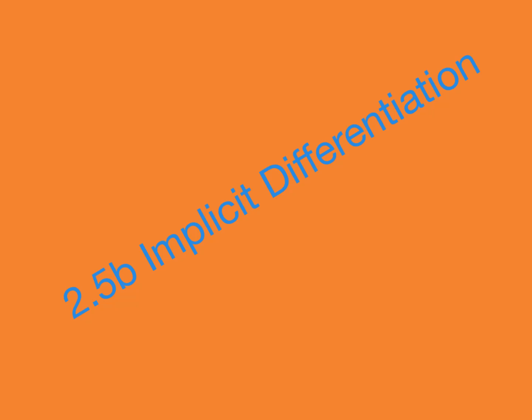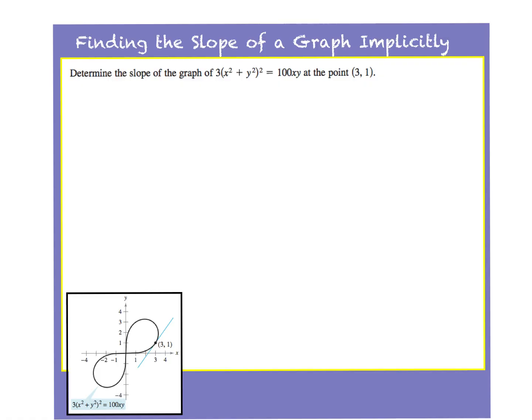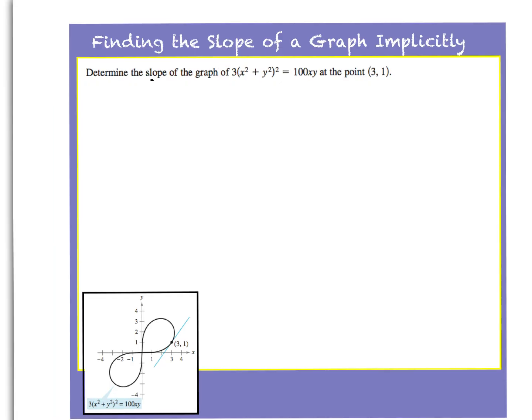This is 2.5b, implicit differentiation. Let's make sure that we can take derivatives with respect to the correct things. All right, so this first one, we have to determine the slope of the graph 3 times the quantity x squared plus y squared, squared, is equal to 100xy at the point (3, 1).